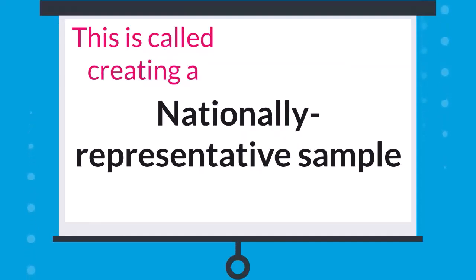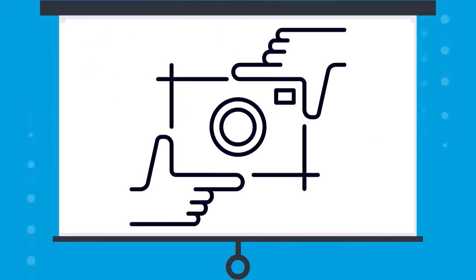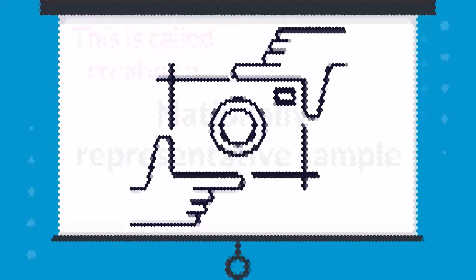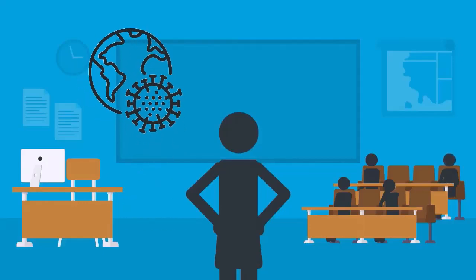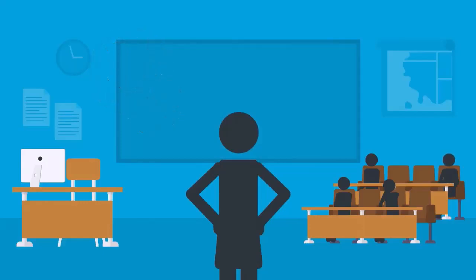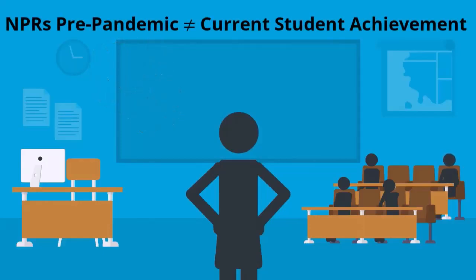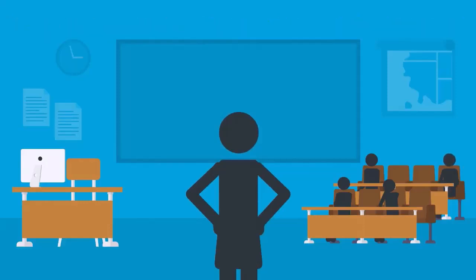However, these normative samples represent a snapshot in time and can become outdated as learning trends and educational landscapes evolve. Factors like the COVID-19 pandemic impact student learning and performance. As a result, the national percentile ranks derived from a normative sample from before the pandemic may not accurately reflect the current state of student achievement.